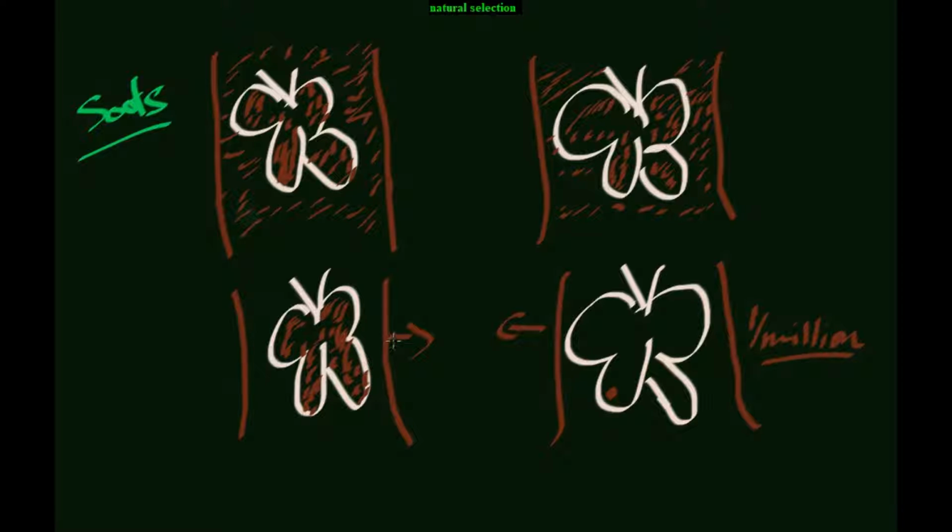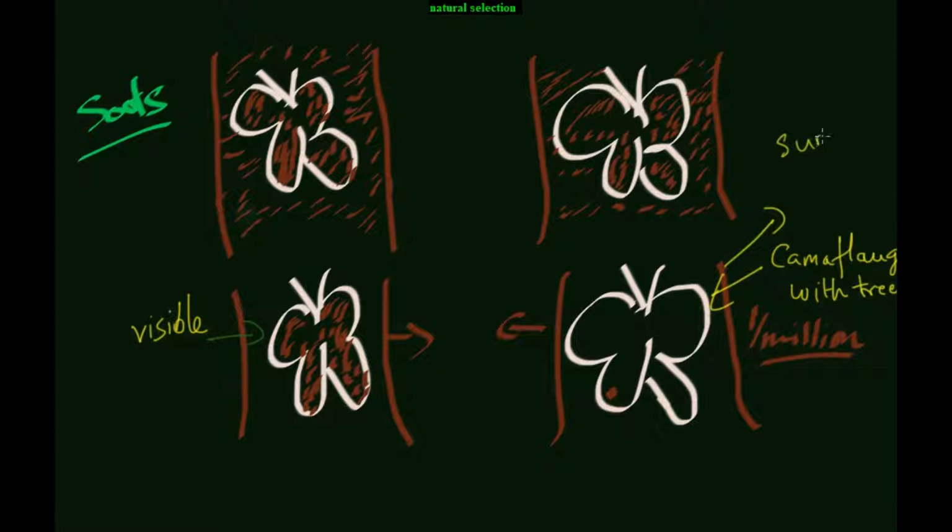This is what natural selection is. This moth is easily visible to the predators. You can say they are easily visible, right? So this moth is easily visible, and this one is hard. Or you can say these moths camouflage with the trees, right? So it is very hard for the predators to notice this moth. As a result, they survive and reproduce.